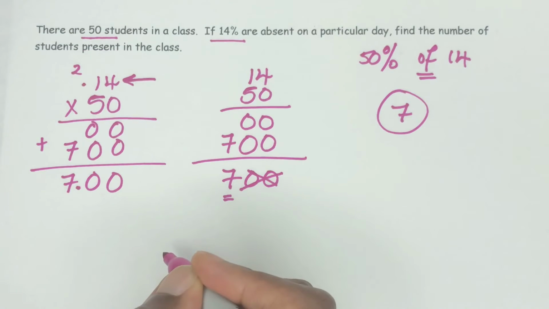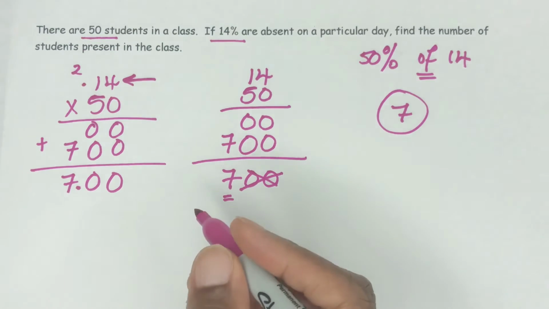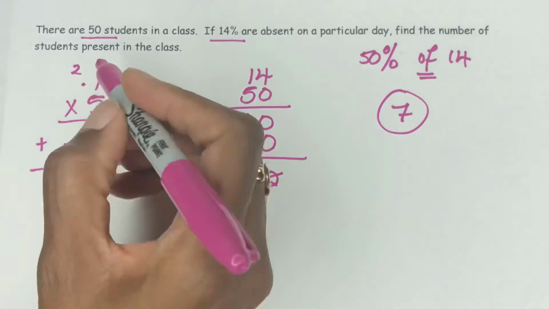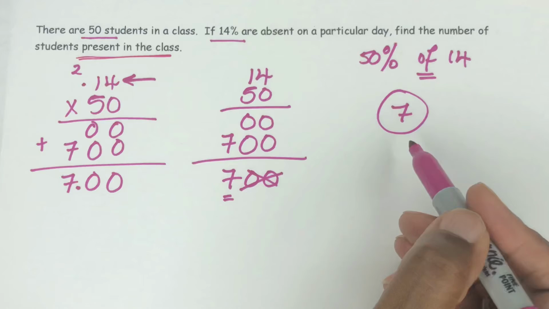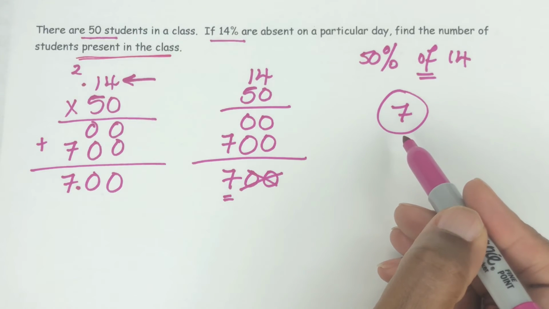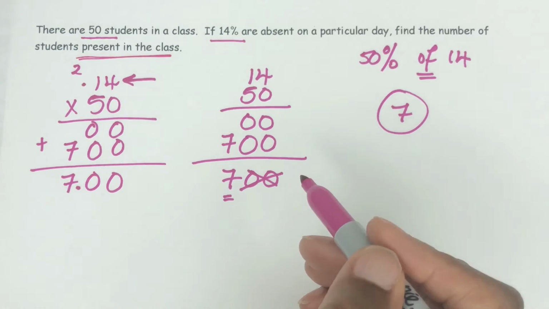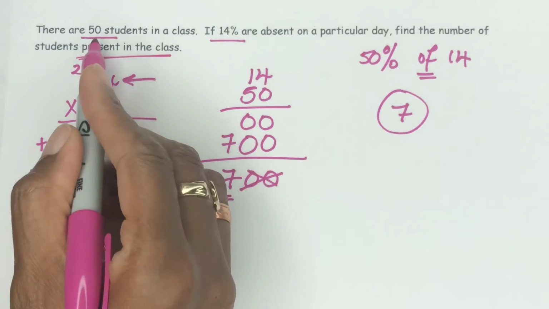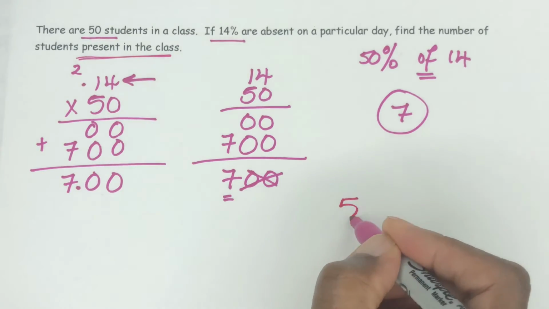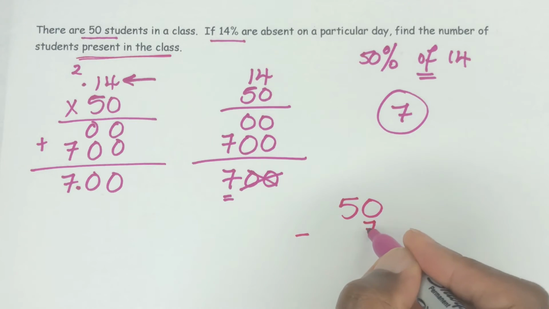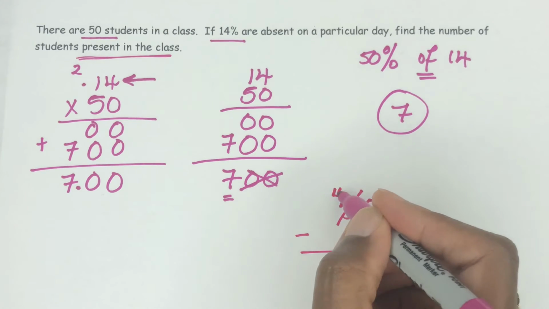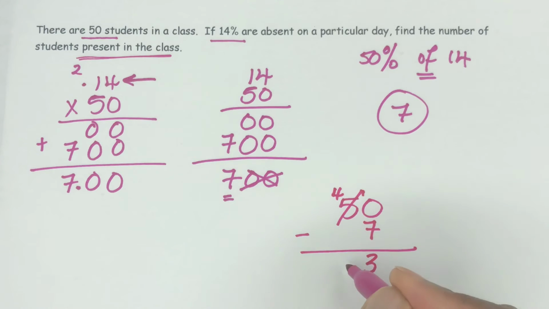All right, so we're not done yet, because the question was, find the number of students that are present in the class. So we found out that 7 are absent. Then we need to find out how many are present. There was a total of 50 students in the class, so 50 students, and then you're going to minus that 7 who were absent. All right, and then what do we have? 43 students were present in the class.